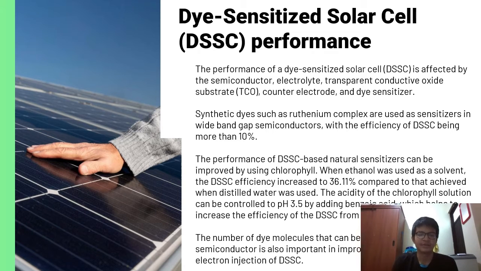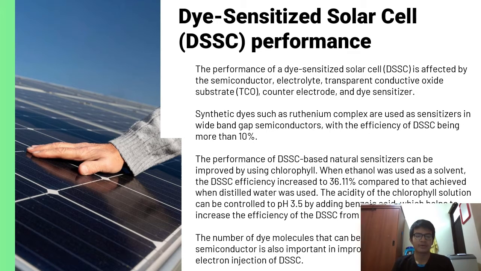Synthetic dyes such as ruthenium complex are used as sensitizers in wide bandgap semiconductors, with the efficiency of DSSC being more than 10%. The performance of DSSC-based natural sensitizers can be improved by using chlorophyll. When ethanol was used as a solvent, the DSSC efficiency increased to 36.11% compared to that achieved when distilled water was used. The acidity of the chlorophyll solution can be controlled to pH 3.5 by adding benzoic acid, which helps to increase the efficiency of the DSSC from 0.07% to 0.28%.